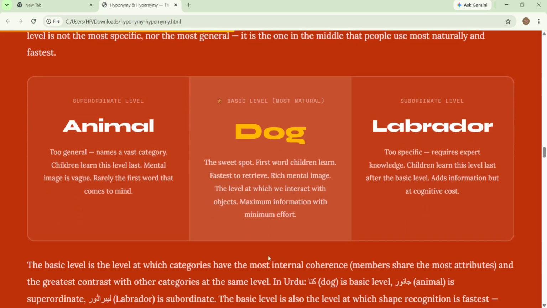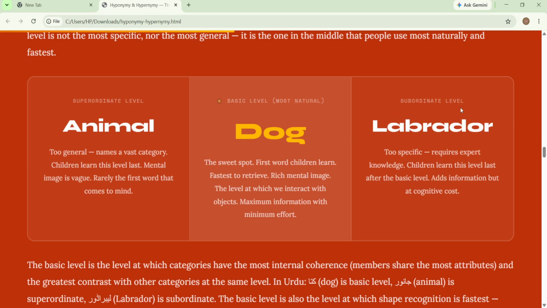So let's look at it. The superordinate level is animal, too general. Name the worst category. Children learn this level last. Mental images are vague, and it is rarely the first word that comes to mind. Basic level, most natural, the sweet spot. It is the first word children learn. As we talk to children, we say, oh, look at this, this is a dog. So it is a rich mental image, you've seen it, so you know that this is a dog. Then after that, you learn that this is an animal.